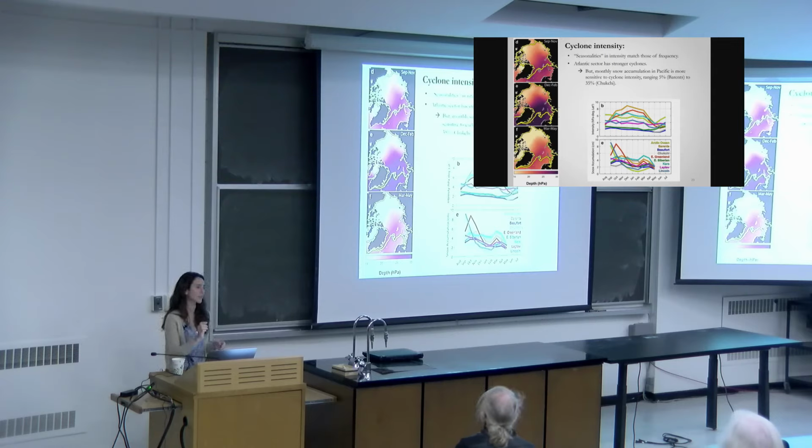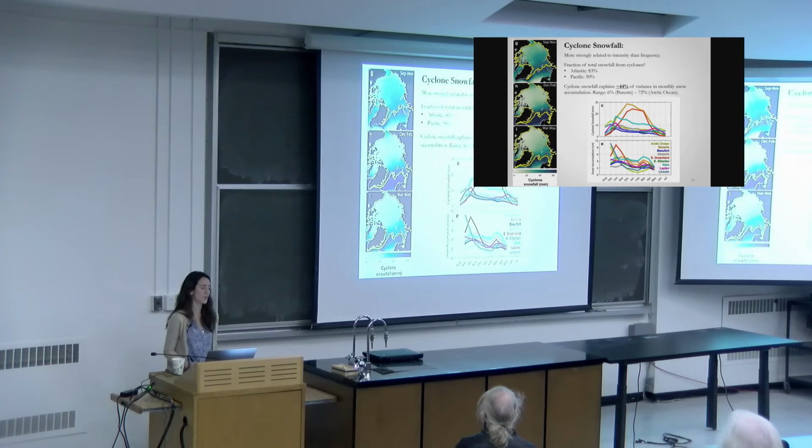The last characteristic I wanted to evaluate was cyclone snowfall. And here we found that there was a really strong relationship between the cyclone snowfall and snow accumulation over time. What's really interesting to me is this difference between the Atlantic and Pacific again, where the fraction of the total snowfall that comes from cyclones is 83% in the North Atlantic. That's a huge number, whereas it's only about half in the Pacific.